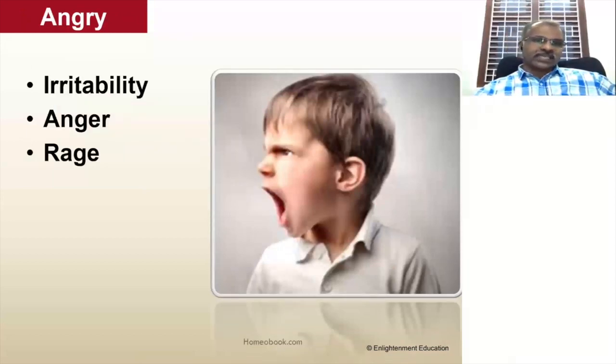For example, irritability means easily upset, but anger means a strong feeling of antagonism. Rage means he has no control over his anger. He will break the utensils or break the TV, whatever it may be. So irritability, easily upset. Anger means a strong feeling of antagonism. And rage, he has no control over his anger and he uses violent means. So that's the difference between these three rubrics.